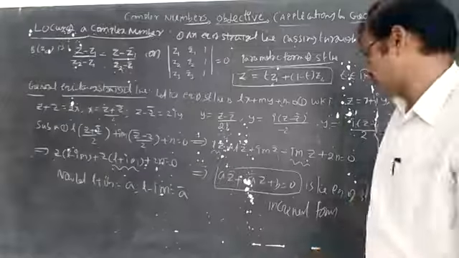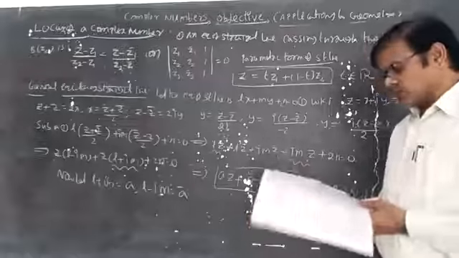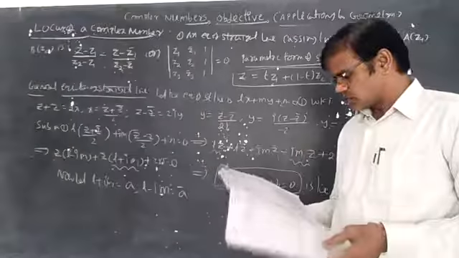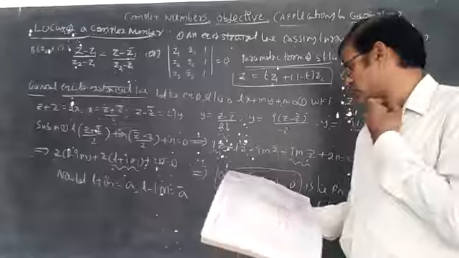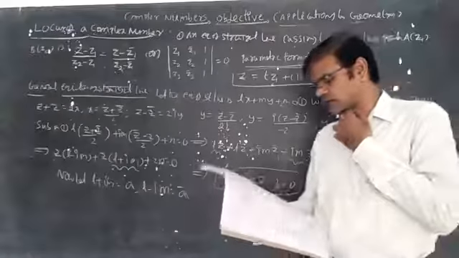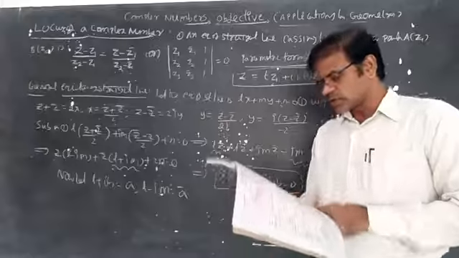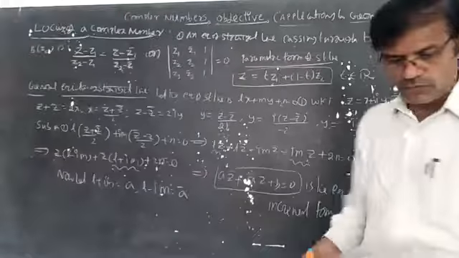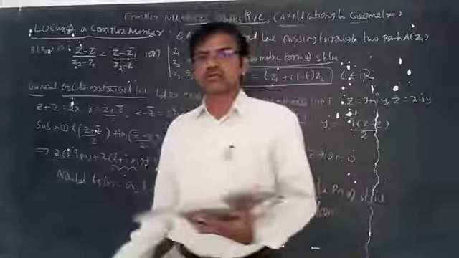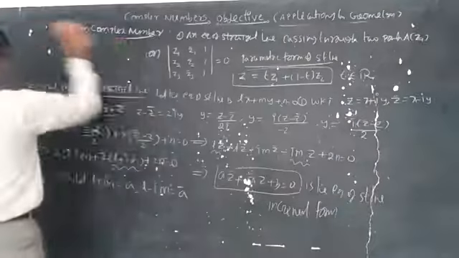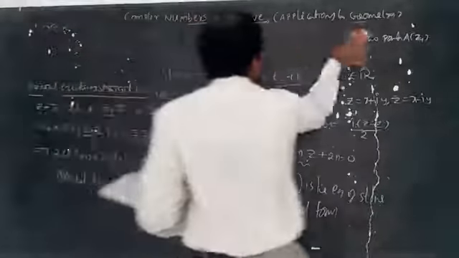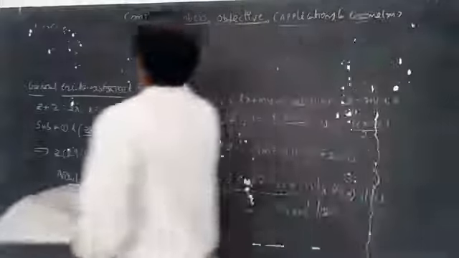A z bar plus A bar z plus B is equal to 0, or A bar z plus A z bar plus B is equal to 0, is the equation of a straight line in general form. Next, let us discuss the slopes of the lines.